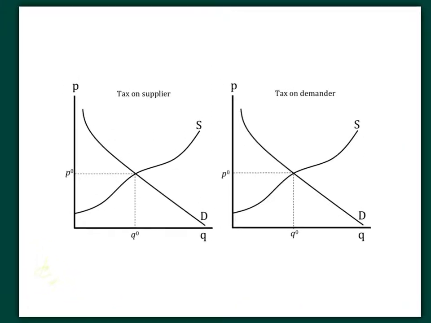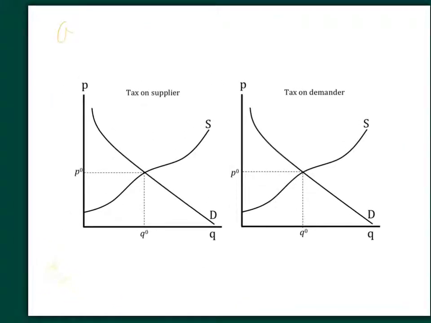Part A asks what happens in equilibrium if you put the tax on the supplier, what happens if you put the tax on the demander, and is there a difference? And the answer is going to be that there is no difference, and we talked about that in lecture. But let's go through it again.